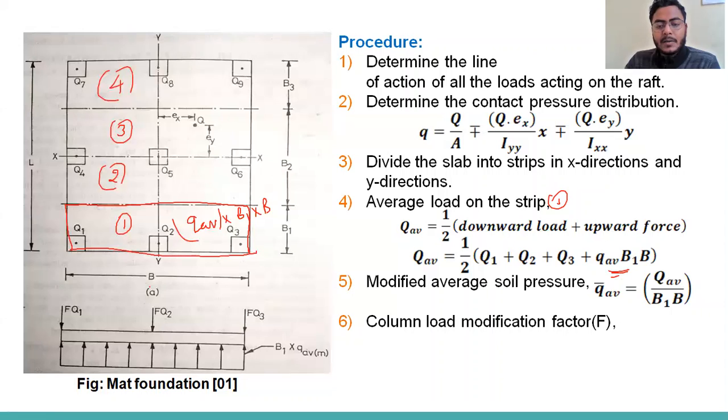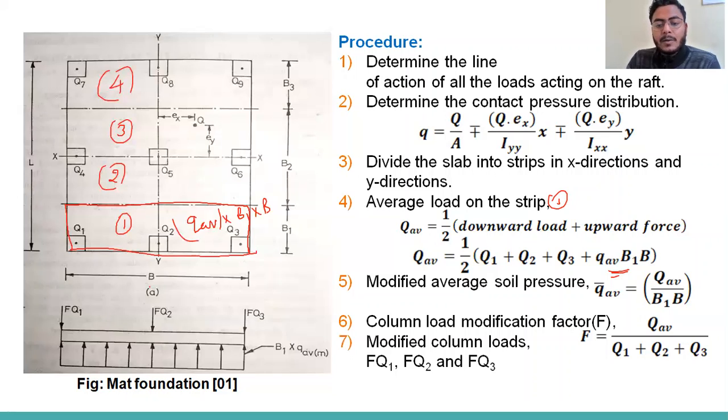Now we can calculate the column load modification factor F, using this relation, where Qav is the average load on strip 1. From step 4, we are working on the first strip. We are not working on the whole raft, only on the first strip. So we calculate the column load modification factor for strip 1. That will be Qav divided by Q1 plus Q2 plus Q3.